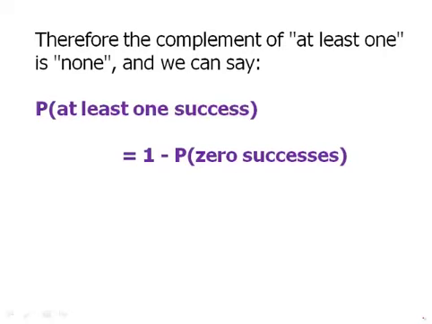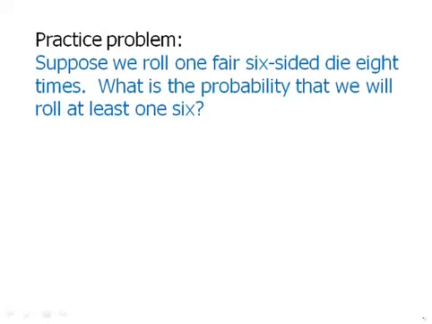So instead of having to figure out a bunch of different probabilities, which is what we'd have to do if we figured it out directly, we can just figure out one probability, often a very, very easy probability to figure out, the probability of something happening no times at all, and subtract it from 1, and we're done. So I'll show you a couple examples of why this is so powerful. Suppose we have this problem. This is a very hard problem. Suppose we roll one fair 6-sided die 8 times. What is the probability that we will roll at least 1 six?